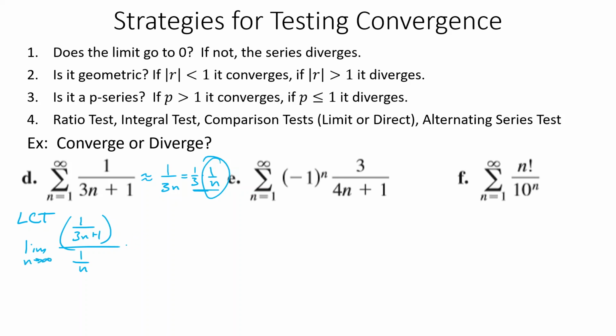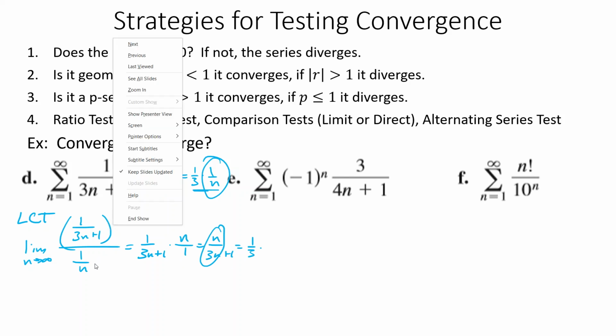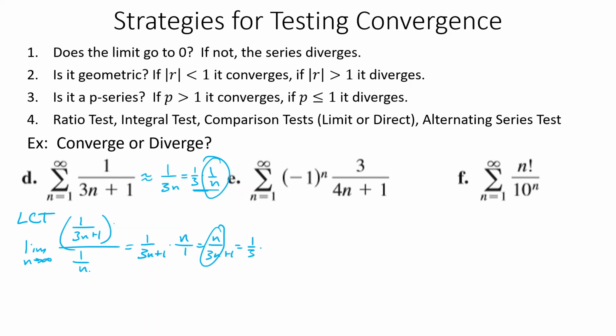All right, and this is just going to be 1 over 3 to the n plus 1 times n over 1, or n over 3 to the n plus 1, which gives us 1/3. If we take the limit, we're just looking at that. So that means this guy will do the same thing that this guy does. This guy diverges, so that means this guy also diverges. He's very similar to just 1 over n, is what we're basically saying here.